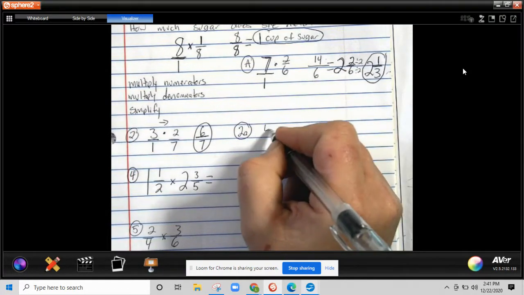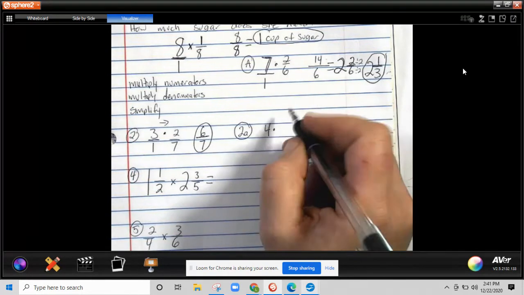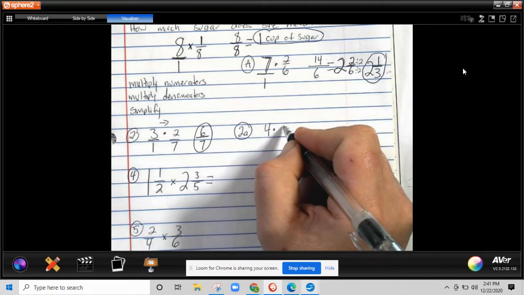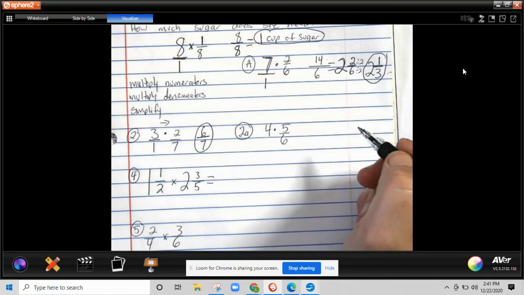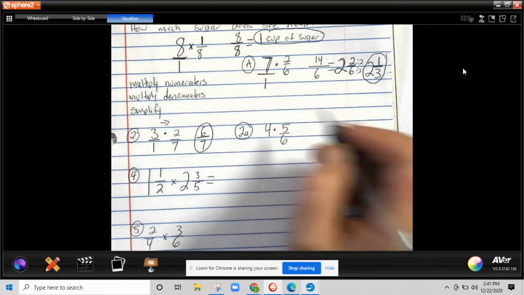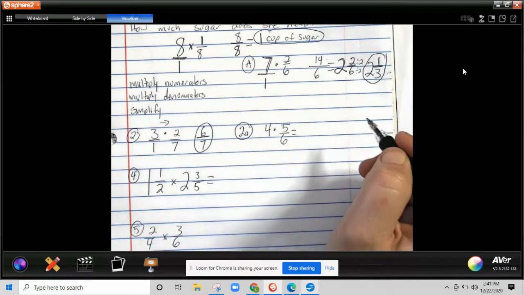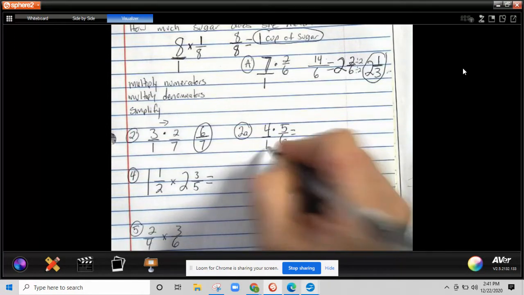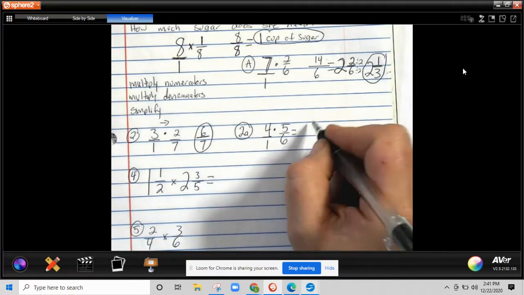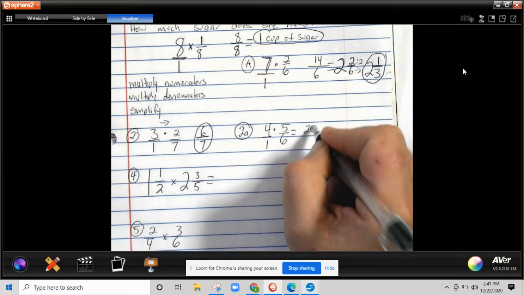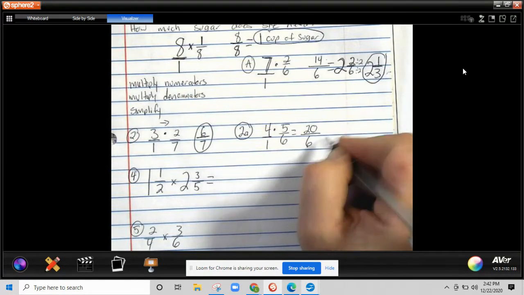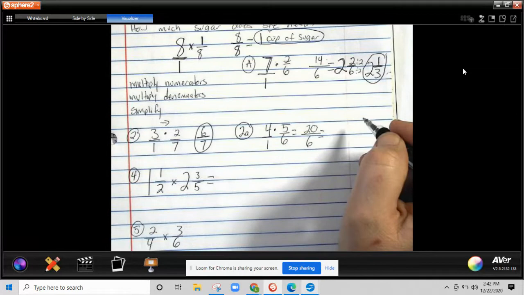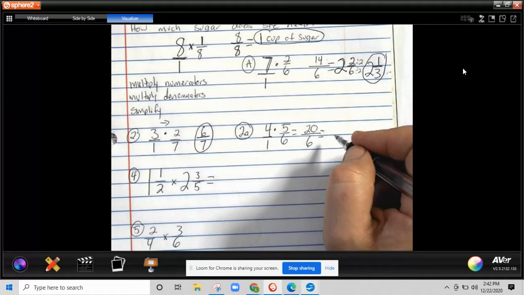All right, so what if I had 4 times 5/6? Let's do 5/6. 4 times 5/6 equals. Put my 4 over 1, multiply across. 4 times 5 is 20. 1 times 6 is 6. Well, that's an improper fraction. I need to reduce. I need to change it to a mixed number.